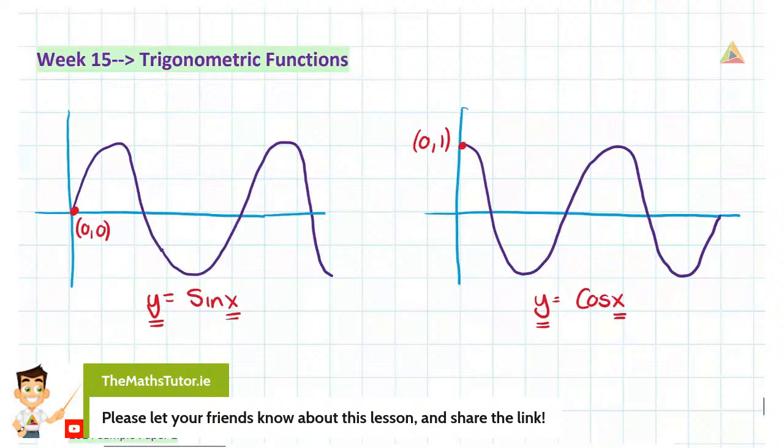We talk about the period and the range of the graph. To start with, the range of each of the graphs, that's how high it goes on the y axis. The range is always 1 to minus 1, and that is the same with the cosine graph. The range is 1 to minus 1.